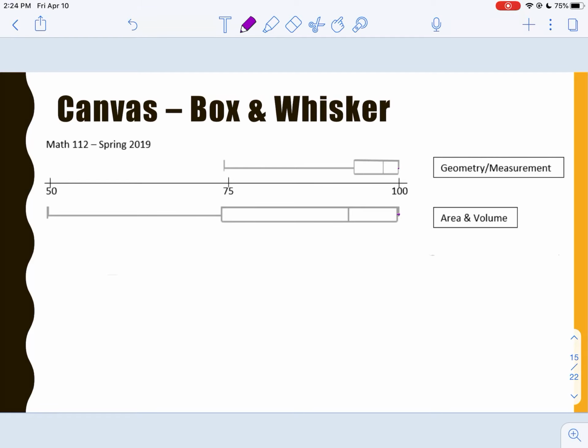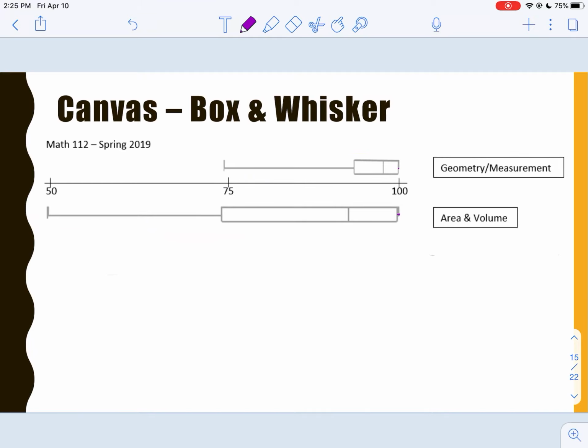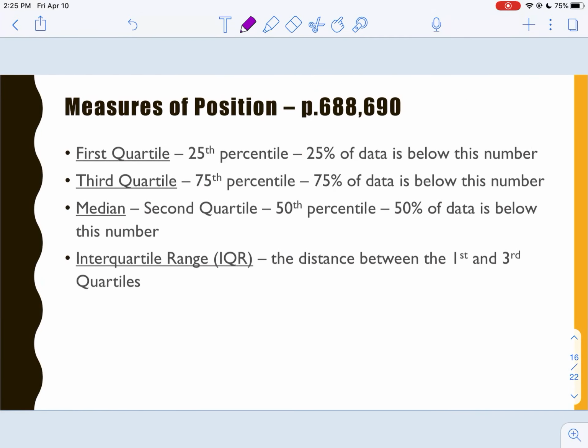First of all, if I asked you which exam students did better on, the geometry and measurement or the area and volume, I'm guessing you would say they did better on the geometry and measurement for no other reason than this one's farther to the right than this one. And you would be right, okay? If I asked you, why do we have this line here and this box? What's this box telling me? Hopefully you know, but I found a lot of students don't, and that's okay. So let's just talk through what's going on here.